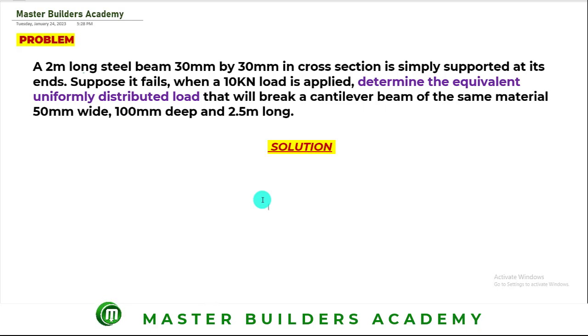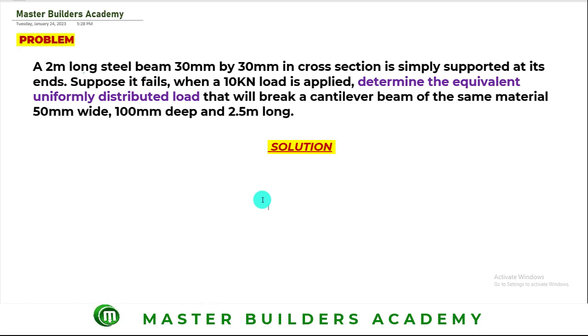All right. Suppose it fails when a 10 kilonewton load is applied. Remember, 10 kilonewton is a point load. We are asked to determine the equivalent uniformly distributed load that will break a cantilever beam of the same material, 50 mm wide, 100 mm deep, and 2.5 meters long.